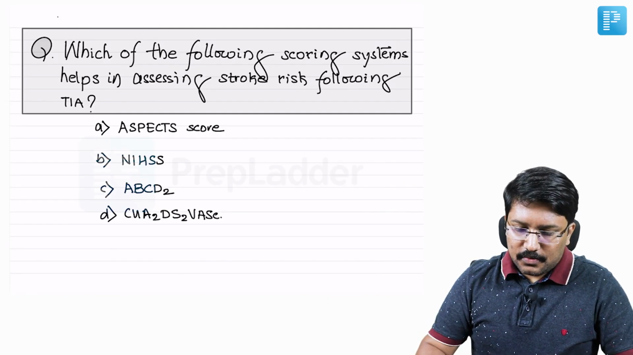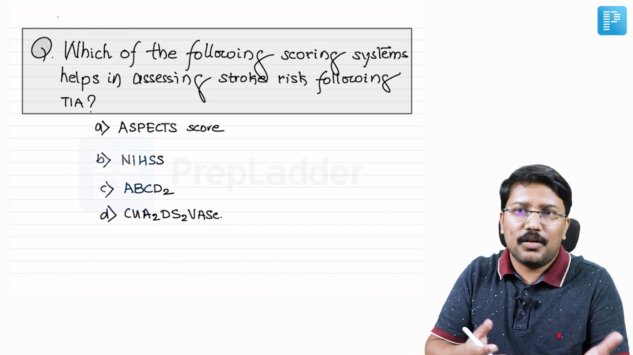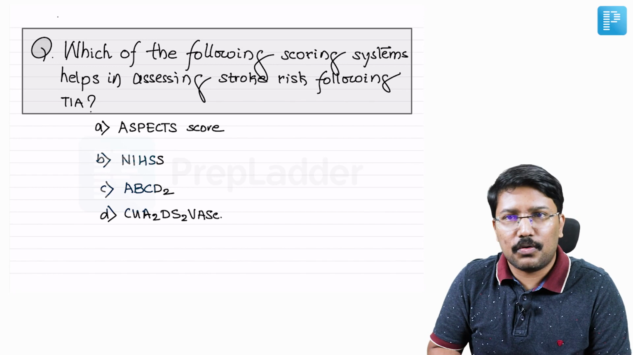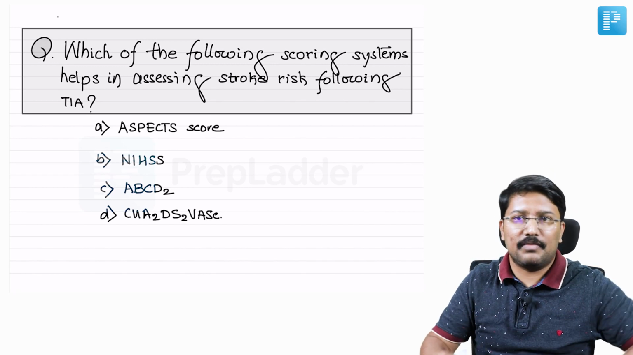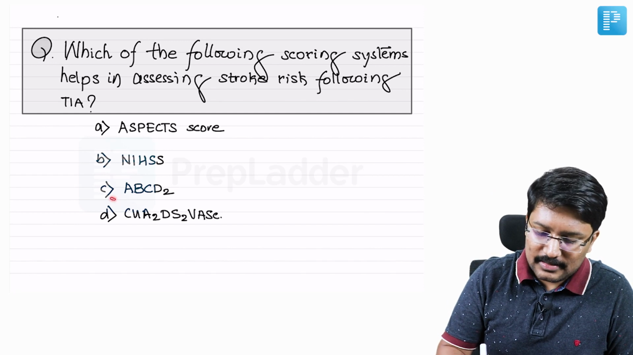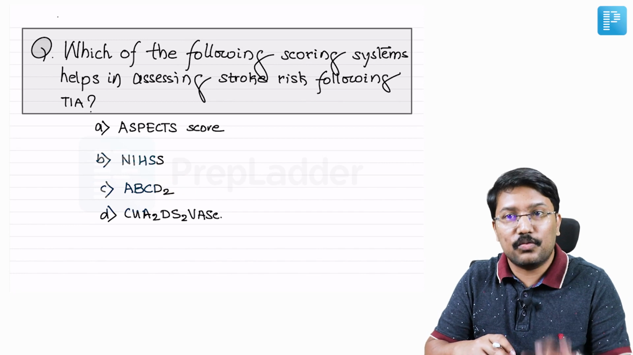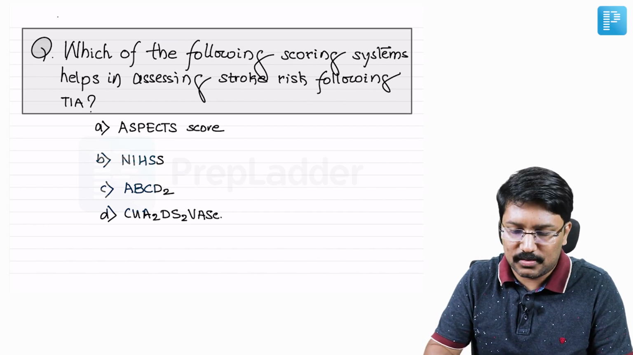Okay. The next question is, which of the following scoring systems helps in assessing the stroke risk following TIA? Right. I don't need to really discuss this question. This is a pretty straightforward question and an anticipated exam finding. Right. The scoring system that is used in assessing the stroke risk following a TIA is definitely ABCD2. Right. So this is also one more important scoring system. Now this is one scoring system where you should know the components. Right. ABCD2.